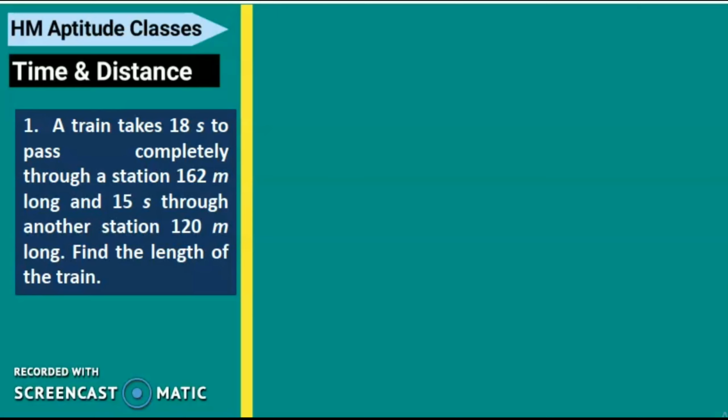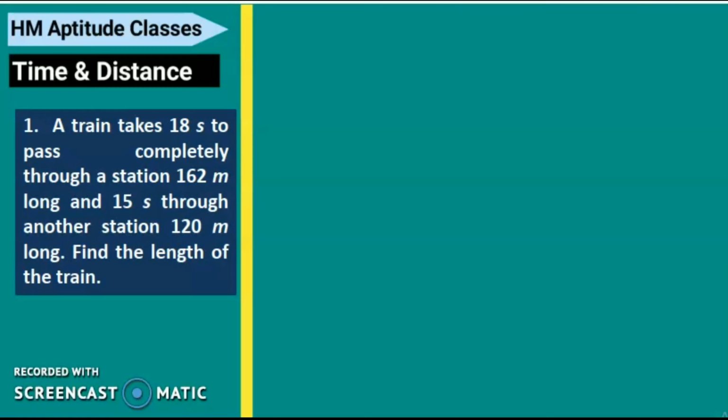In this video we are going to talk about numericals of time and distance. Here first question is: a train takes 18 seconds to pass completely through a station of 162 meter length and 15 seconds to cross another station of 120 meter length. Find the length of the train. So here two situations are given.